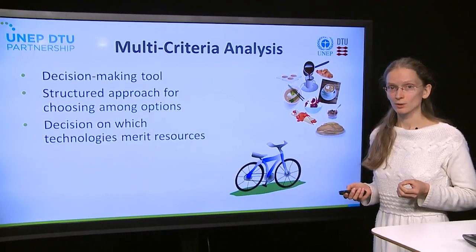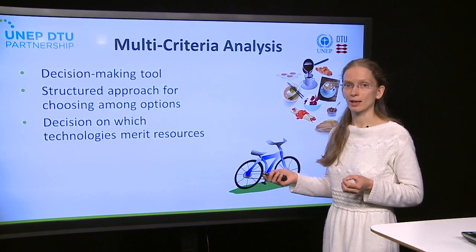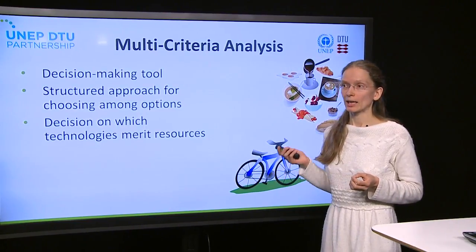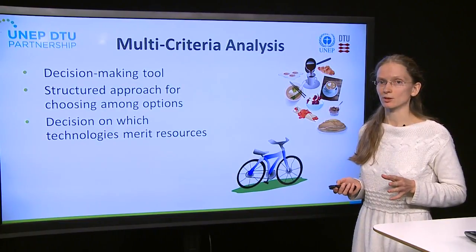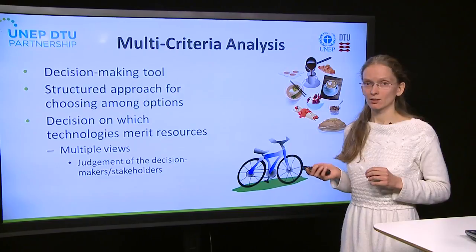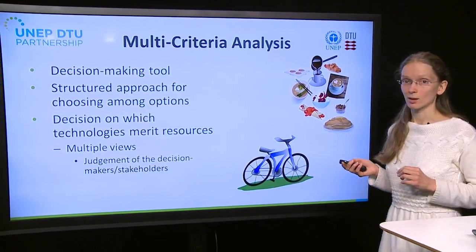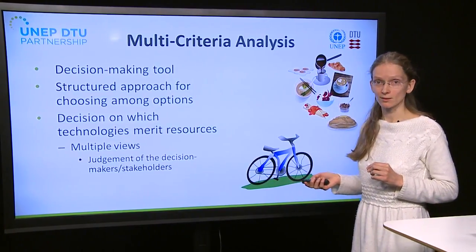In the TNA process, what is important is to make a decision on which technologies merit further resources and investment. And this is a decision that cannot be made by one person, and it is not an implicit decision. It's not an easy task. Multiple views are involved, and multi-criteria analysis approach is good for this because it can account for judgment of the decision makers and stakeholders.